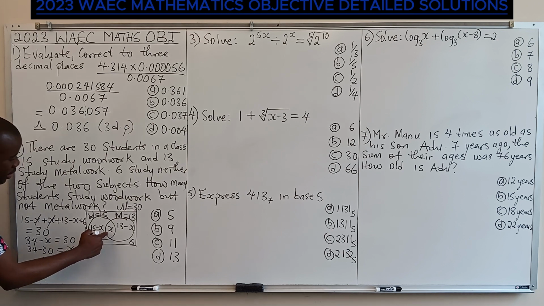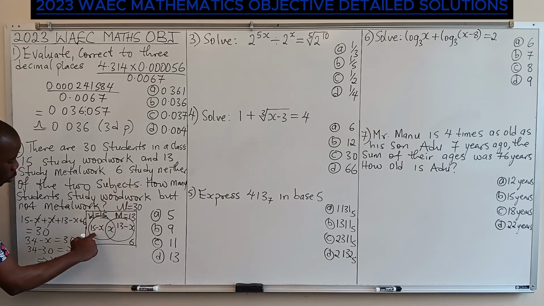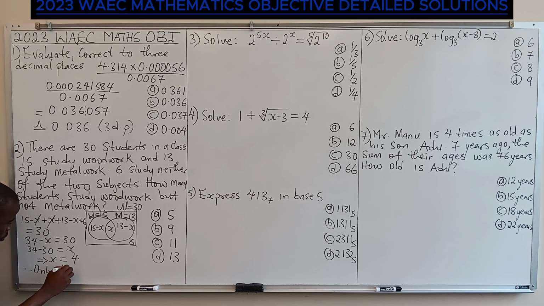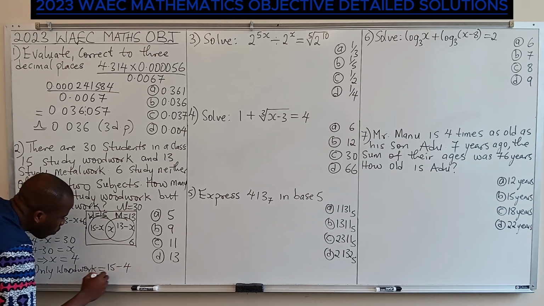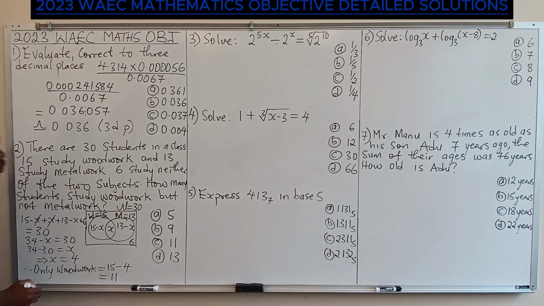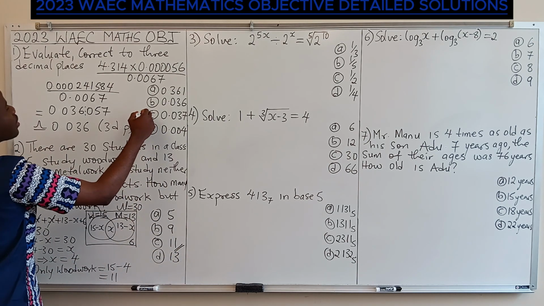Now, we have gotten that those that studied both woodwork and metalwork are 4. Therefore, those that studied only woodwork but not metalwork will be 15 minus 4. Therefore, only woodwork is 15 minus 4, which is 11. And so our correct answer here is C. For this, our correct answer here is B.